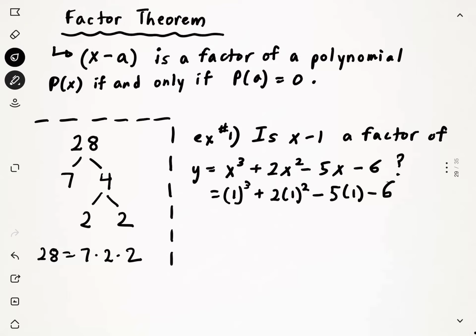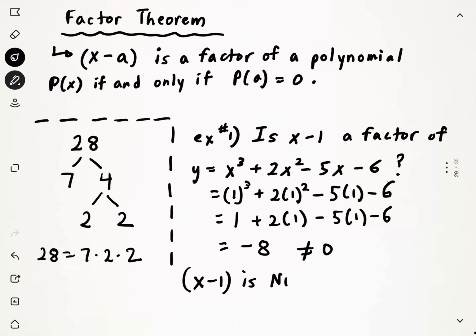So check out what I'm doing here. I'm trying to figure out what the remainder is. I'm using the order of operations. I'm doing exponents first and then multiplication. Perhaps you can do this quicker than what I'm doing. That's fine. But when you look at this, you get 1 plus 2 minus 5 minus 6, which is an answer of negative 8. This does not equal 0, so you would say that x minus 1 is not a factor. If you had a remainder of 0, then x minus 1 would, yes, be a factor. So it's a simple yes or no answer. You're basically looking to see if you get a remainder of 0 or not.